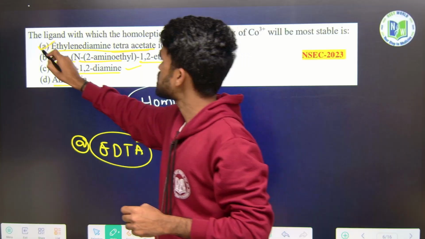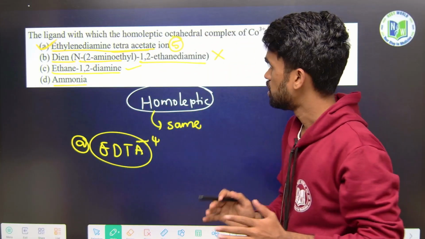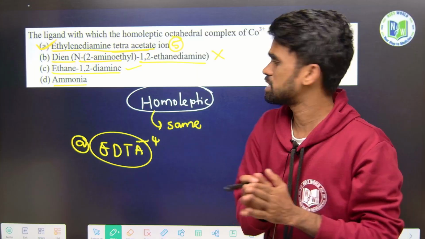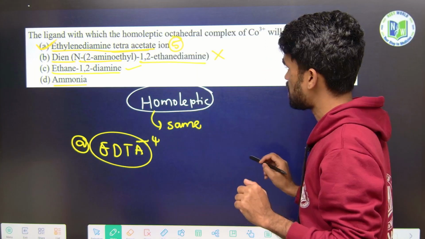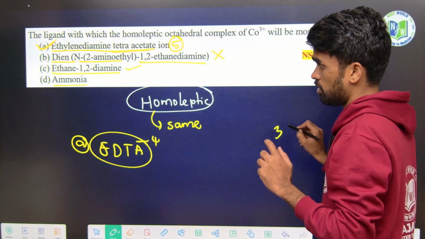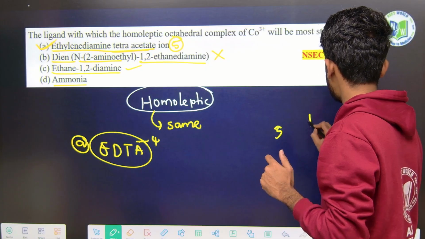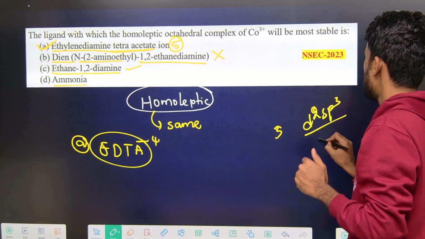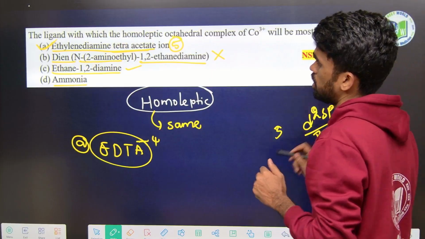Therefore the first complex will be the highly stable one here. Ammonia will also form a complex, but it has only an open chain structure with octahedral geometry having d2sp3 hybridization in this case. Okay, inner orbital complex.